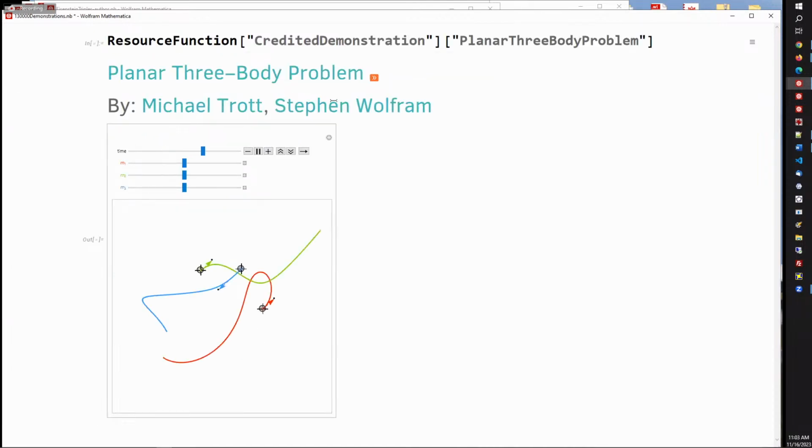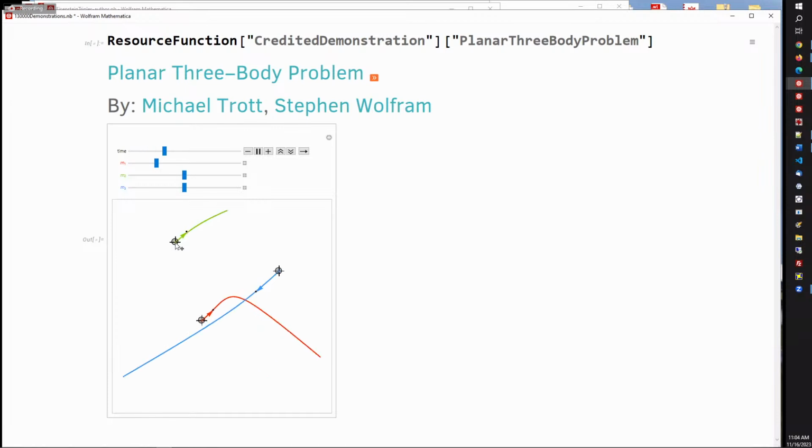So here's another one that Stephen wrote with Michael Trott. You've got these movable points, and you want to see how they will work together within the three-body problem. And there's code for this at planar three-body problem, if you'd like to take a look at it. If you change the masses of these, you get different behaviors.